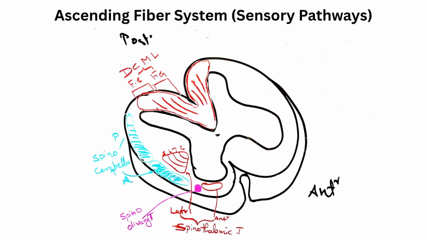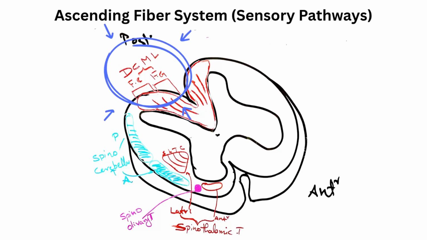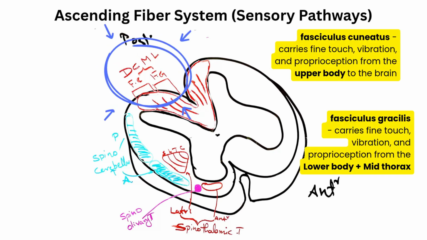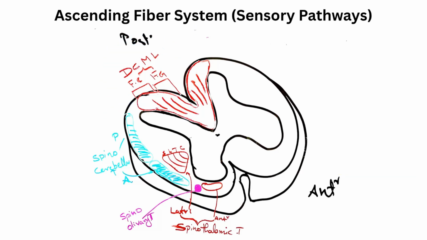Now the location of the ascending fibers. You can see in this picture the dorsal column medial lemniscus, DCML, in the posterior aspect. There again there is a subdivision: one is FC, fasciculus cuneatus, and the other is FG, fasciculus gracilis. Fasciculus gracilis carries fibers from the lower area of the body, and fasciculus cuneatus carries information from the upper part of the body, like your hand and upper trunk.